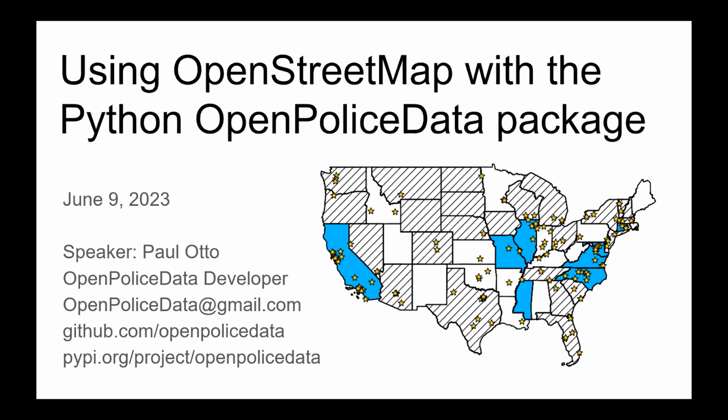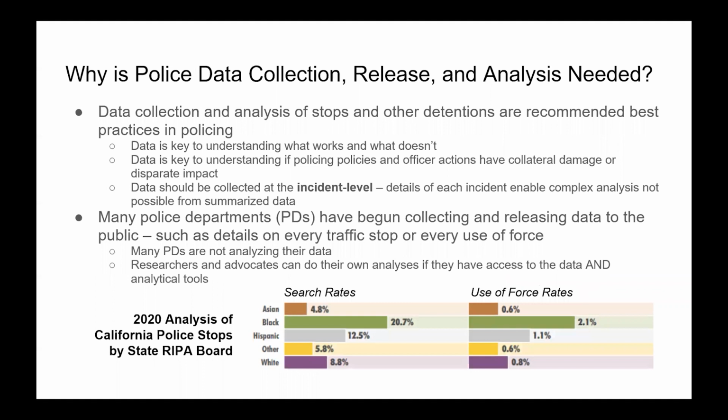So this talk is on using OpenStreetMaps to improve the understanding of incident level police data using the OpenPoliceData Python package. And I'm going to unpack some of those terms. First off, what's incident level police data? If I said something like, in 2022, in a certain community, 22% of their traffic stops were of a particular race, that would be summary data. And the data that goes into making that summary is called incident level police data.